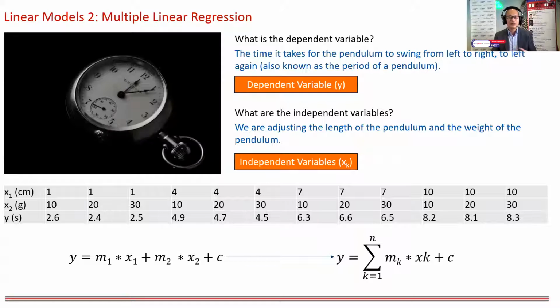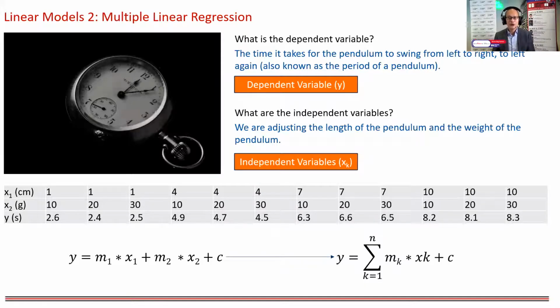And if we were to plot the graph here, you notice the gray table. The first row is the varying length of my pendulum, the second row is the varying weight of my pendulum, and the third row is the varying period of my pendulum. As an example, in the first column, my length of the pendulum is 1 centimeter, my weight is 10 grams, and my period is 2.6 seconds. Likewise, for the second, it is 1 centimeter, 20 grams, and 2.4 seconds.